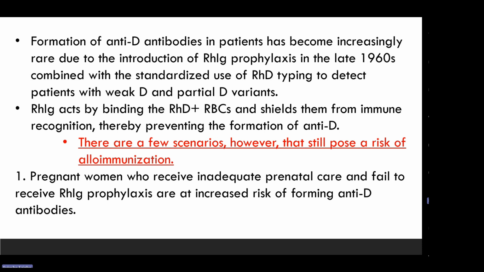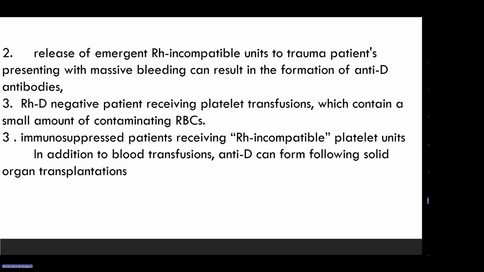There are a few scenarios, however, that still pose a risk of alloimmunization. Pregnant women who receive inadequate prenatal care and fail to receive immunoglobulin prophylaxis are at increased risk of forming anti-D antibodies. Release of emergency rhesus incompatible units to trauma patients presenting with massive bleeding can result in the formation of anti-D. These are patients that are in danger, maybe accident patients, actively bleeding. If unfortunately they are rhesus negative and are given rhesus positive blood, it poses danger of developing IgG anti-D antibodies.